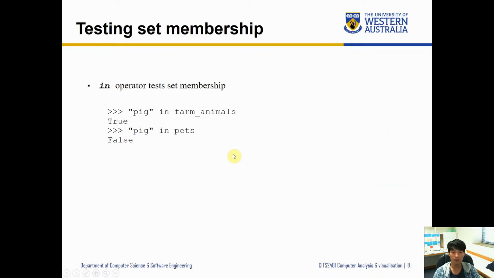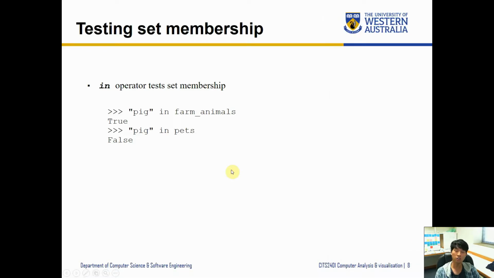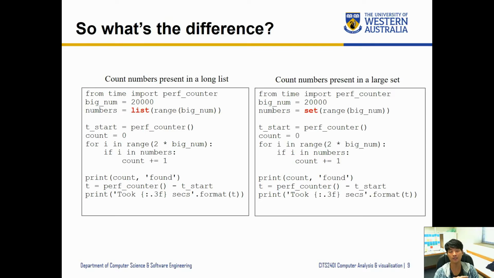Okay, and testing membership, just like using lists, you can use the in operator to check whether things exist or not. So we can check things like, is pig in farm animals? Then it's going to tell me it's true, because in farm animals, when we created it, we did have a pig in there. We could also check pig in pets. Then this is going to be false, because our pets don't consist of pig. Okay, so the usage is pretty much like lists. So why do we want to use sets instead of lists, right? So let's have a look at our next set of code.